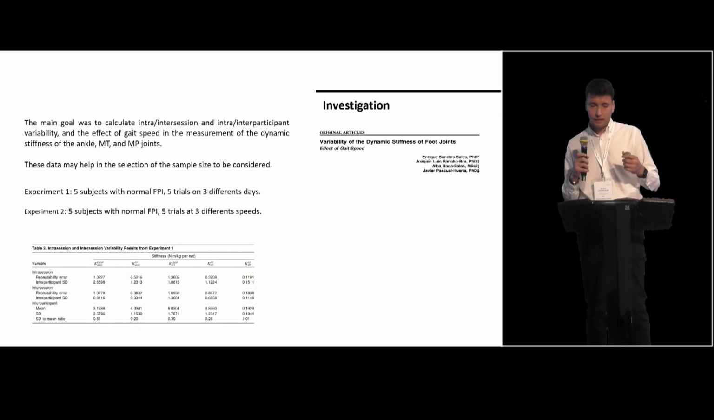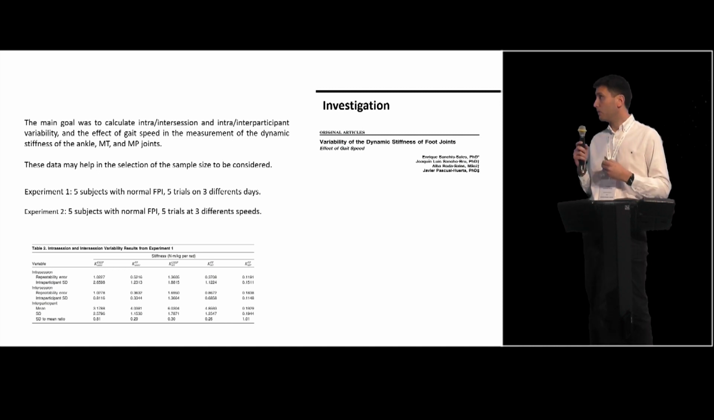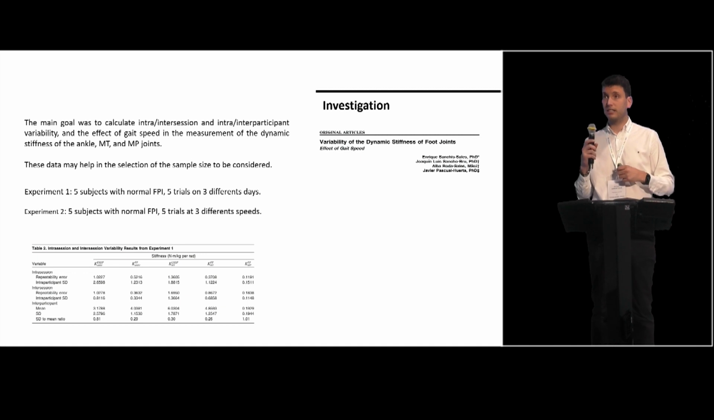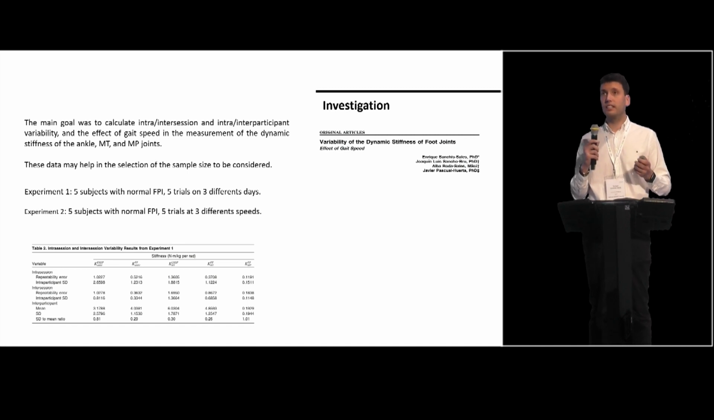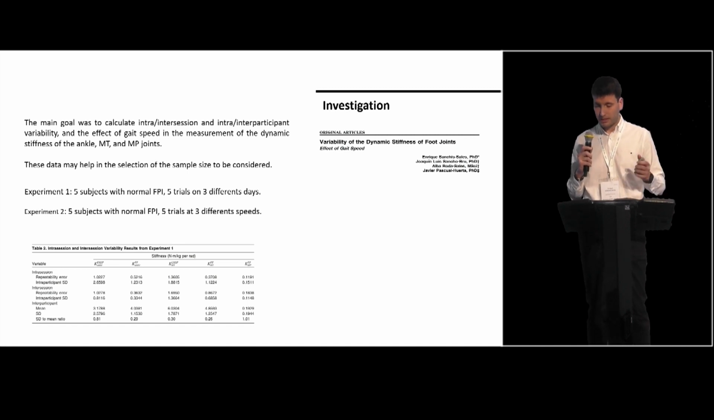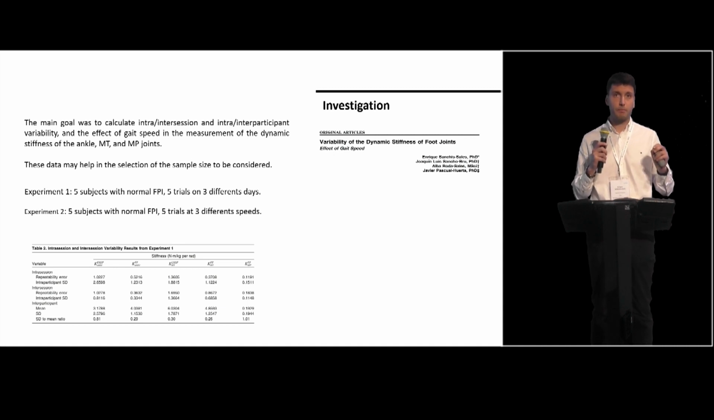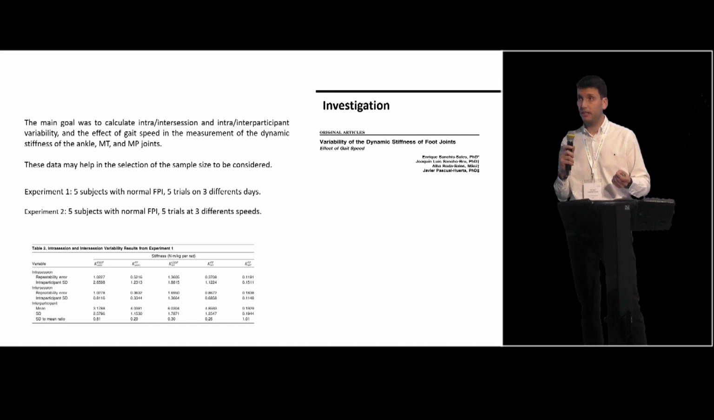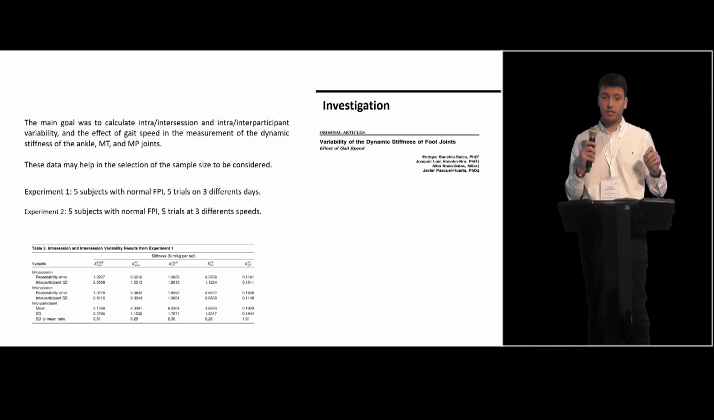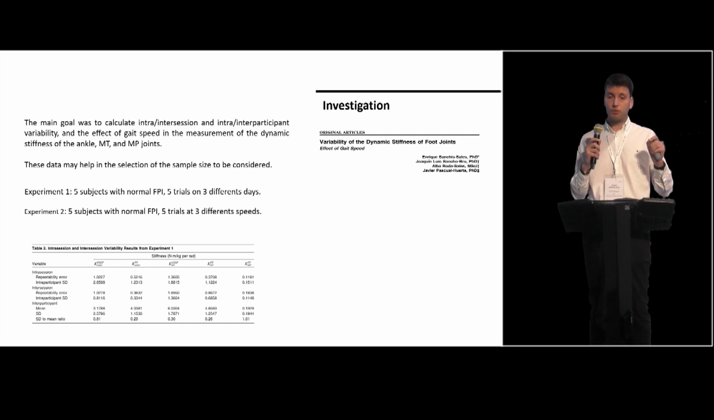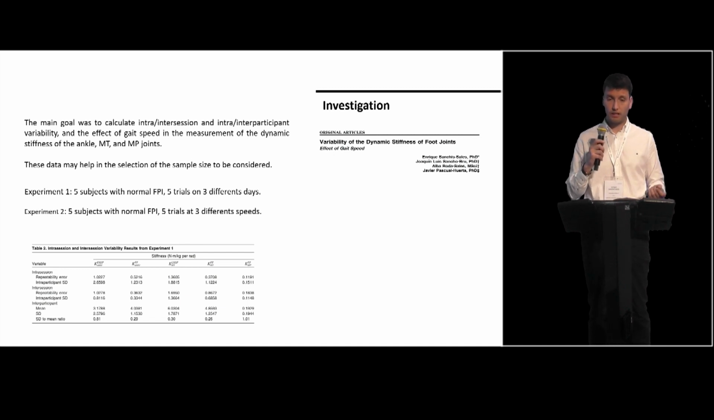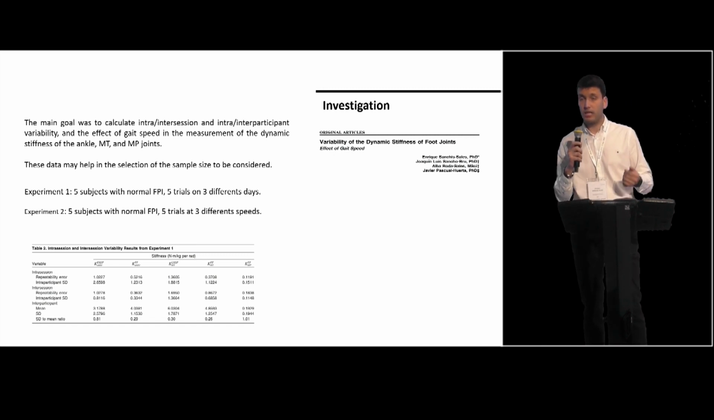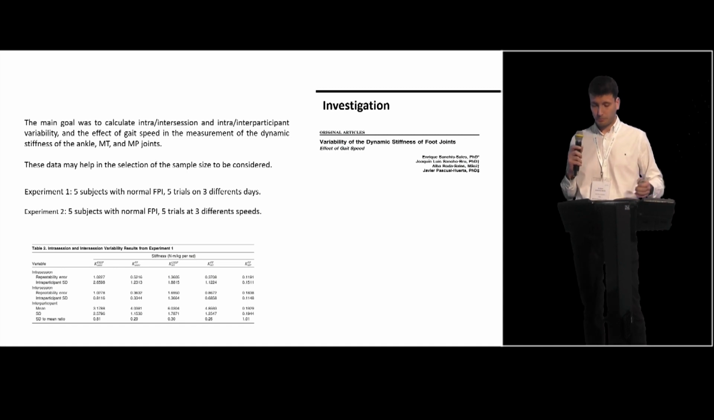Once we described the technique for calculating the stiffness, we wanted to study the intra- and inter-session and intra- and inter-participant variability, and the effect of the gait speed. This study has two experiments. In experiment one, I want to study the variability: 5 subjects with normal FPI, foot posture index, walk 5 times on 3 different days. In experiment 2, 5 subjects with normal FPI walk 5 trials at 3 different speeds: normal, slow, and fast speed.